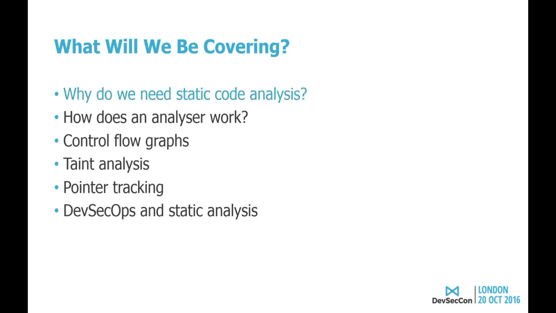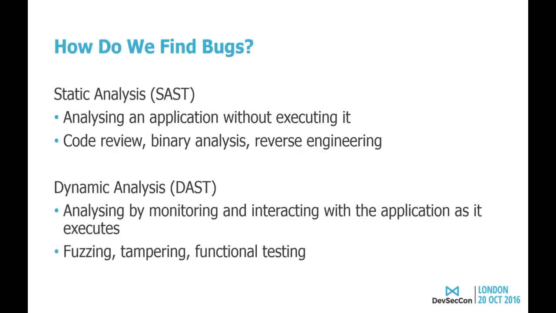So, start off with why do we need static code analysis? Fundamentally, the first question you need to answer is how do we actually find bugs? There are two schools of thought on this, or two different approaches. You have static analysis, or SAST, as you'll hear Gartner calling it. Take an application and analyze it in some fashion without executing it. Typically this is done by code review if you have access to the source code. If you don't, then either reverse engineering or some kind of binary analysis.